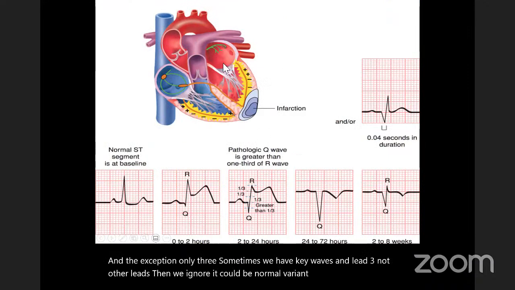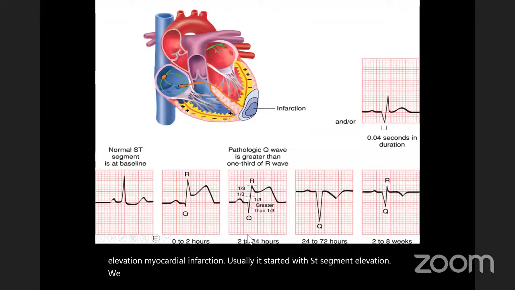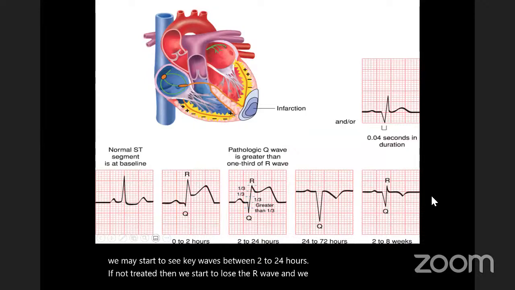So for ST segment elevation myocardial infarction, usually it starts with ST segment elevation. Then we may start to see Q waves between 2 to 24 hours. If not treated, then we start to lose the R wave and we have QS, and then it may persist as QS for a long time.